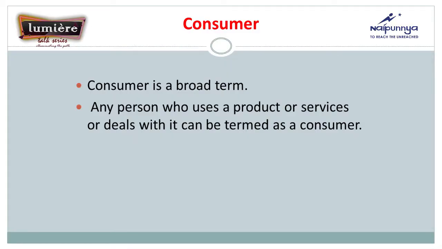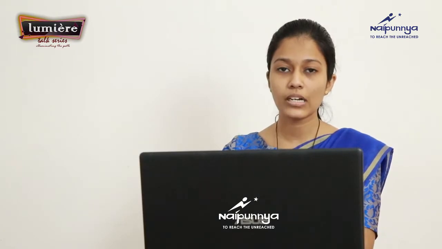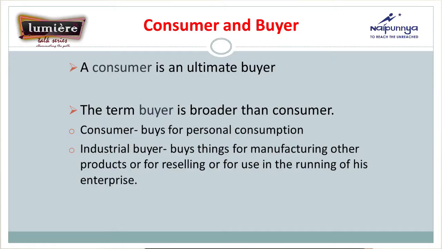Consumer is a broad term, and any person who uses a product or services or deals with it can be termed as a consumer. Next, let's see what is the difference between a consumer and a buyer. A consumer is an ultimate buyer, whereas the term buyer is a broader term than consumer. We can divide buyer into two major categories: consumer and industrial buyer. Consumers are those who buy for their personal consumption, and industrial buyers are those who buy things for manufacturing other products or for reselling or for use in the running of their enterprise.